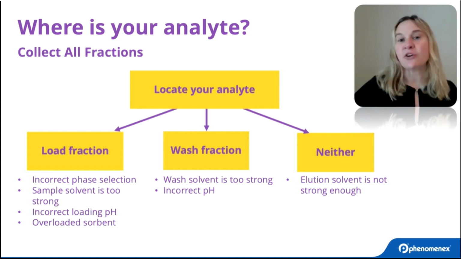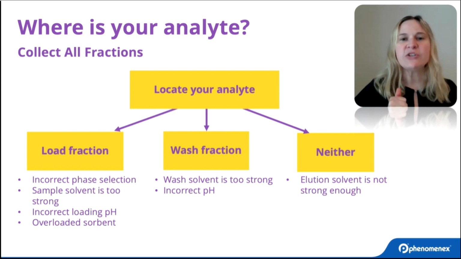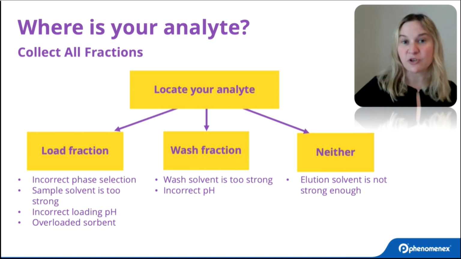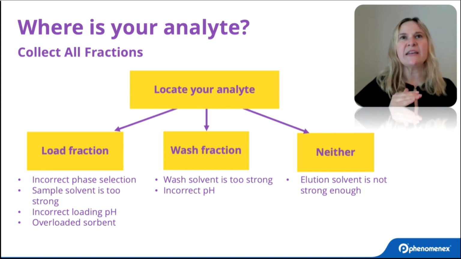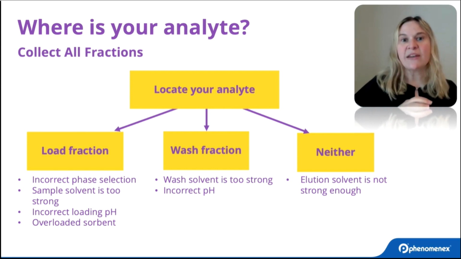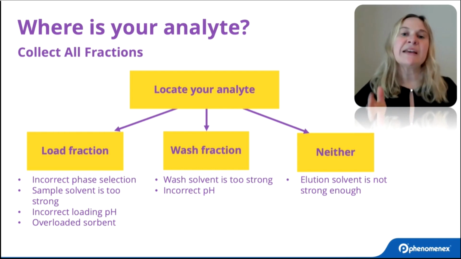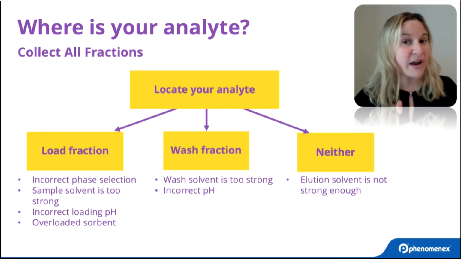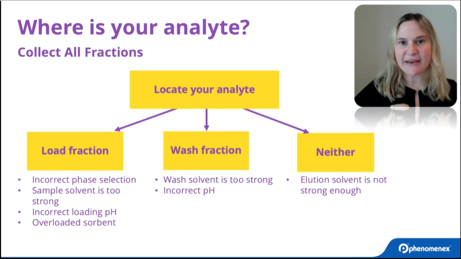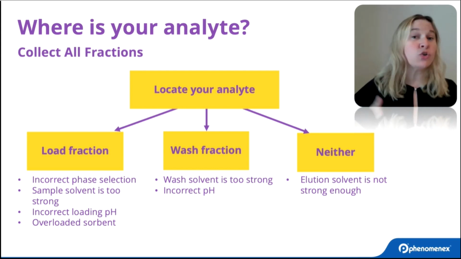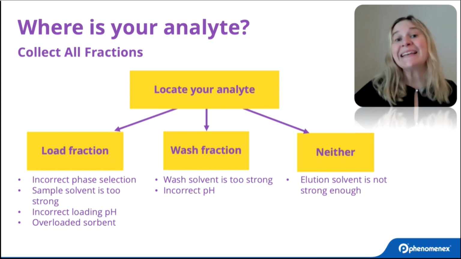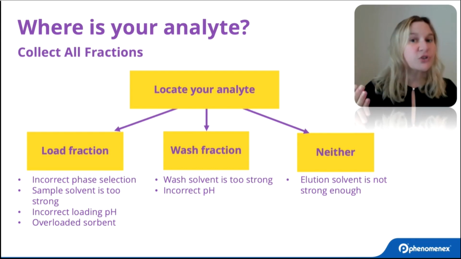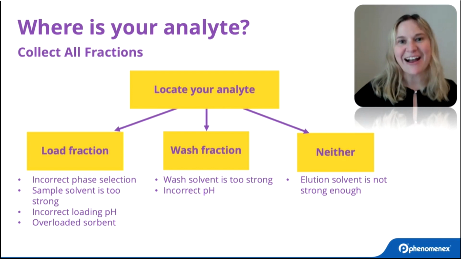Some of the common things that we see, if it is in the load fraction, it could be due to incorrect phase choice, or it could be due to a very strong sample solvent that is being used up front. It could also be because the pH isn't correct. If it's not at the correct pH, then it wouldn't be interacting with the sorbent or stationary phase correctly, and it wouldn't be retained by that sorbent. And then finally, it could be that we've overloaded our sorbent. We've added too much analyte or too much matrix onto that sorbent, and it is bleeding through. In that case, we could use more sorbent, and then it would be able to interact properly.